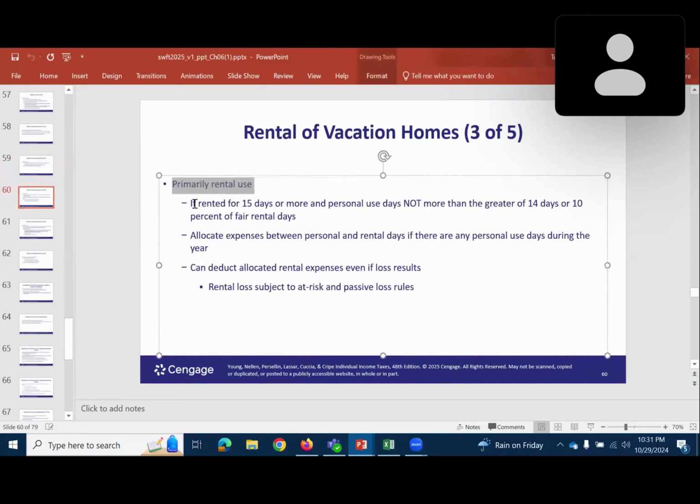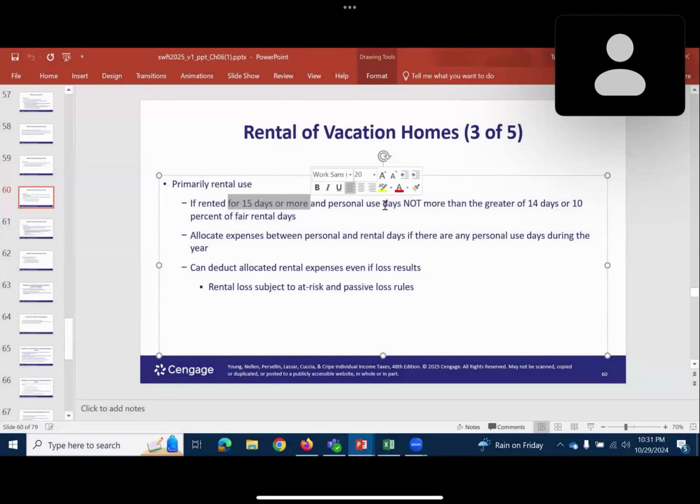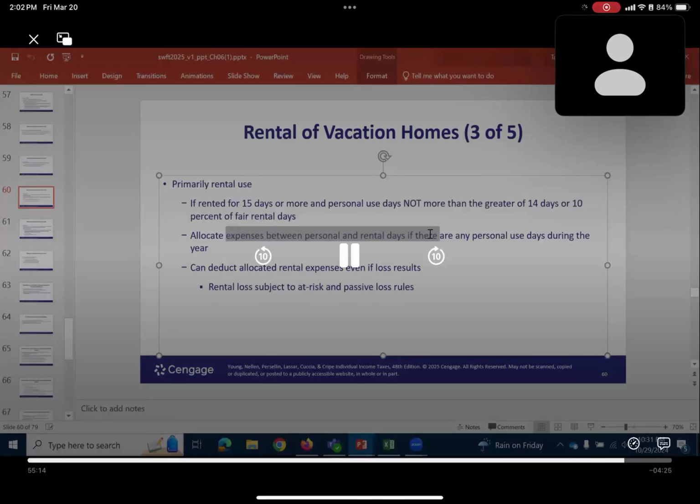Primarily rental use. If you rent it for 15 days or more and personal use days are not more than 14, or 10% of the fair rental days, you allocate the expenses between the personal and rental days. So if you rent it for 15 days or more, and your personal use is not more than 14 or 10% of the fair rental, then you allocate the expenses between the personal and rental based on the time that it's used.